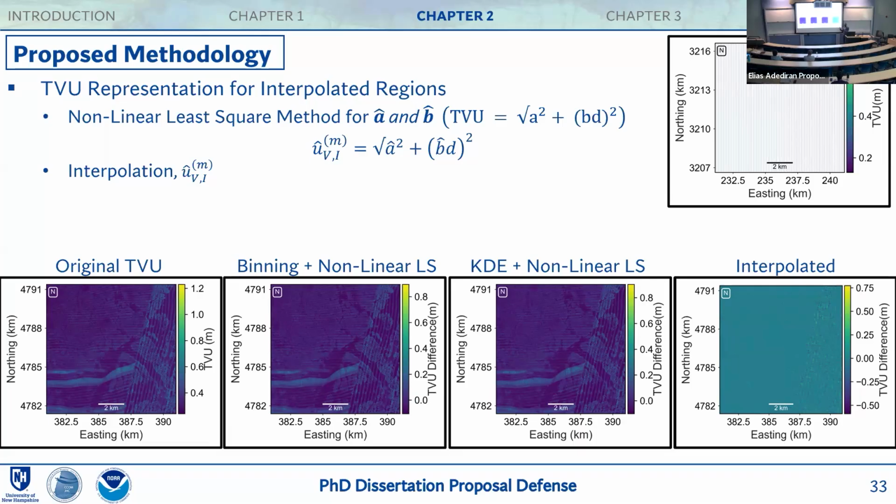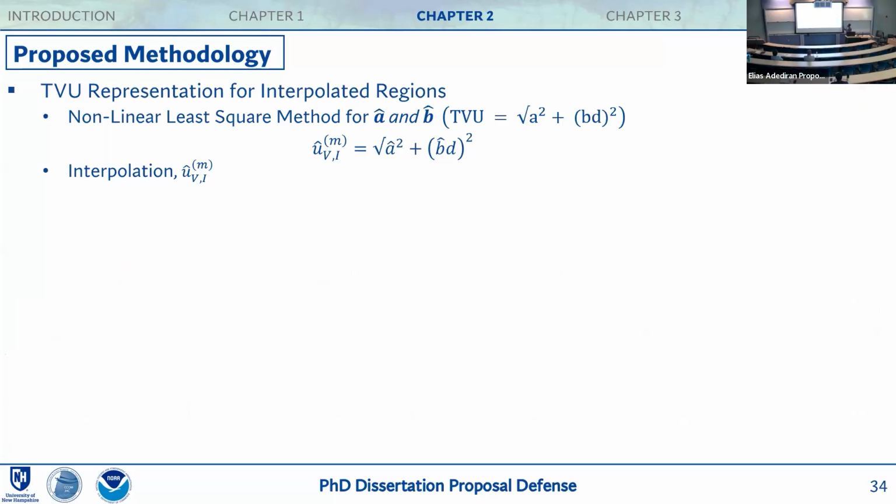These are preliminary results, I just started getting into this, but I thought it would be cool to show. So that is the first component that we need to obtain our ITVU model. ITVU is interpolation-aware total vertical uncertainty.